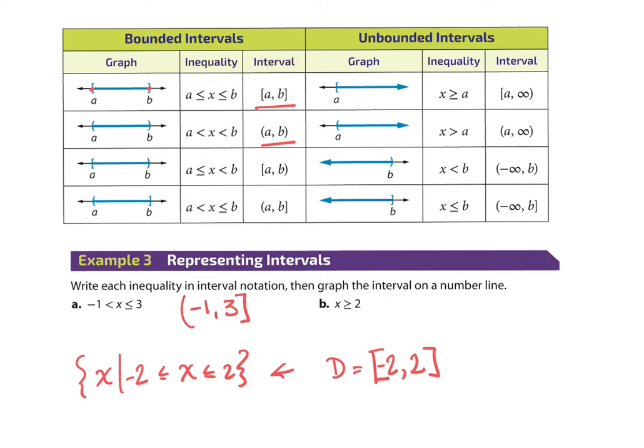All right. X is greater than or equal to 2. That means x starts at 2 and it's greater than, so it's going to go from 2 all the way infinitely. It's going to start at 2 and go to infinity. Does it include 2? Yes, it does. Infinity is always a parenthesis.